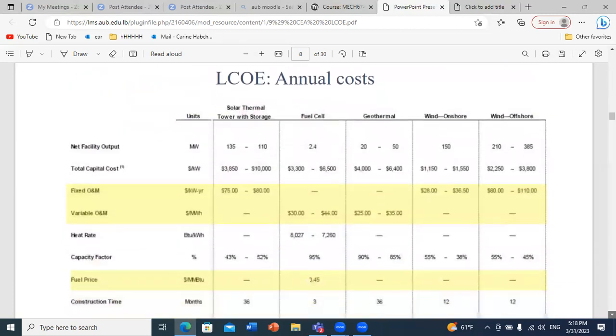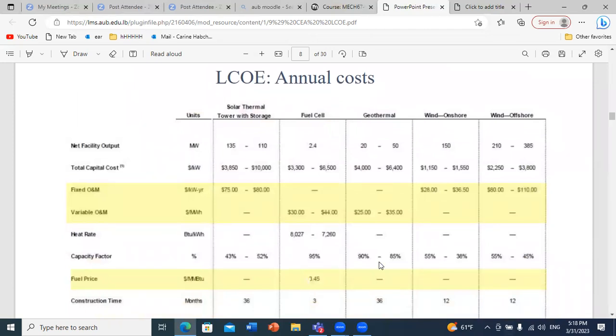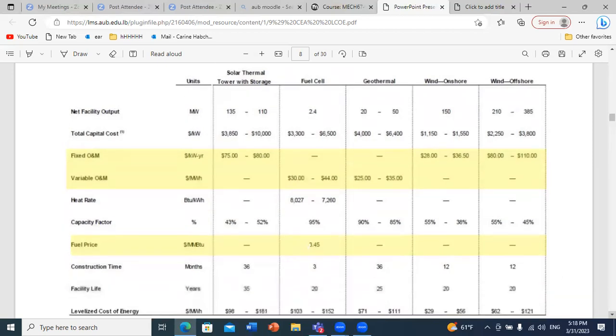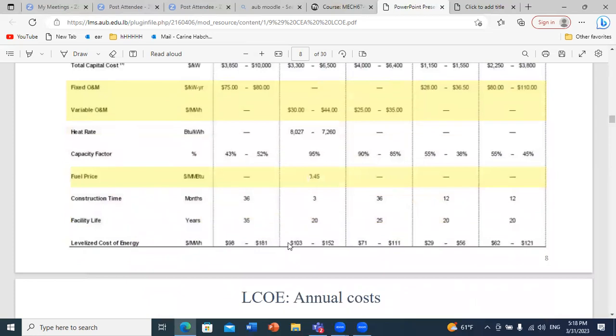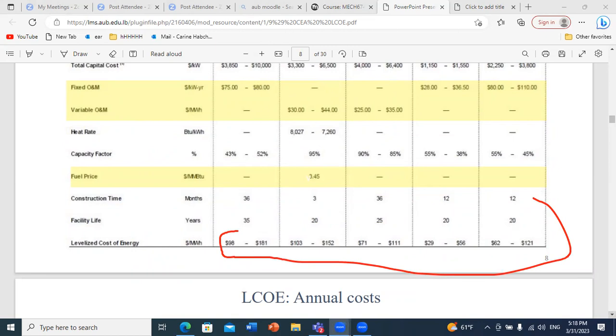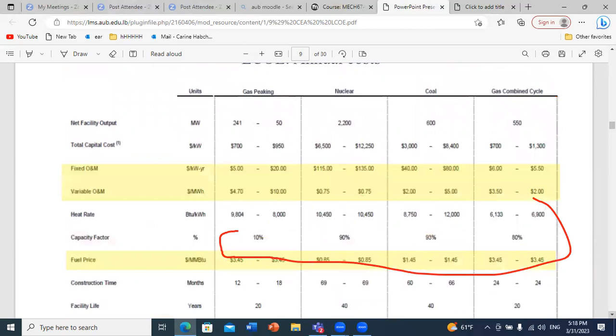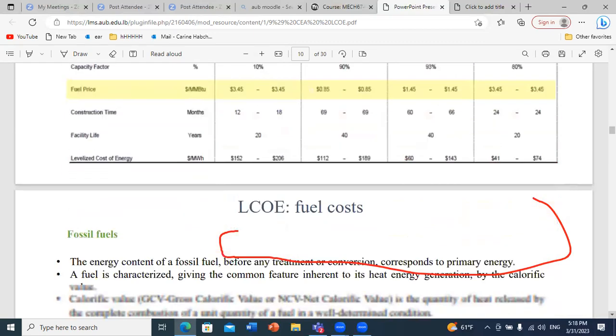Another example here is for other techniques like solar thermal tower with storage, fuel cell, geothermal, wind onshore, and wind offshore. So as you can see, these tables allow you to perform comparison between very different strategies, and from the final result of levelized cost of energy, you can make your decision. Here we have the other options of gas peaking, nuclear, coal, and gas combined cycles, with all details of different costs involved.